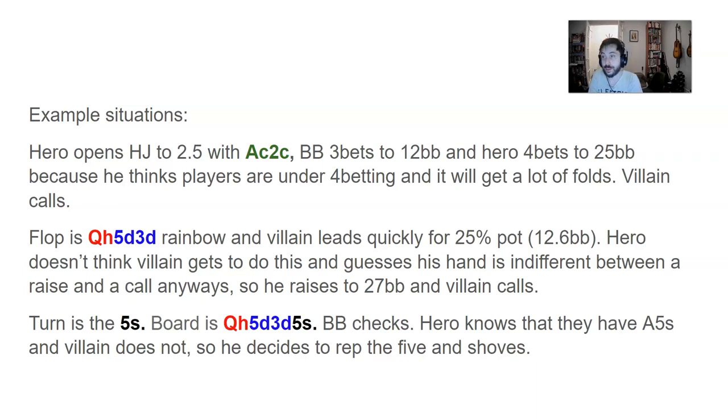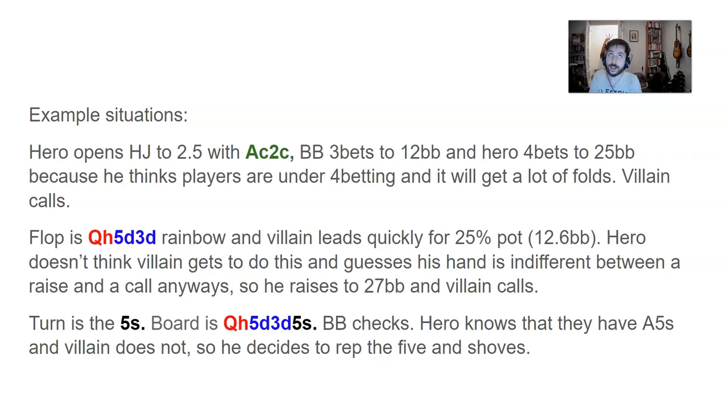And then it's also not necessarily true that villain is overfolding to the four bet. They might just be overcalling to the four bet. Like, we don't really know. They might be overshoving, which is probably the worst of all situations. It's hard to say. Okay, so flop is queen of hearts, five of diamonds, three of diamonds. Sorry, it says rainbow, but we're going to say that it's two tone. And villain leads for 25% of pot.